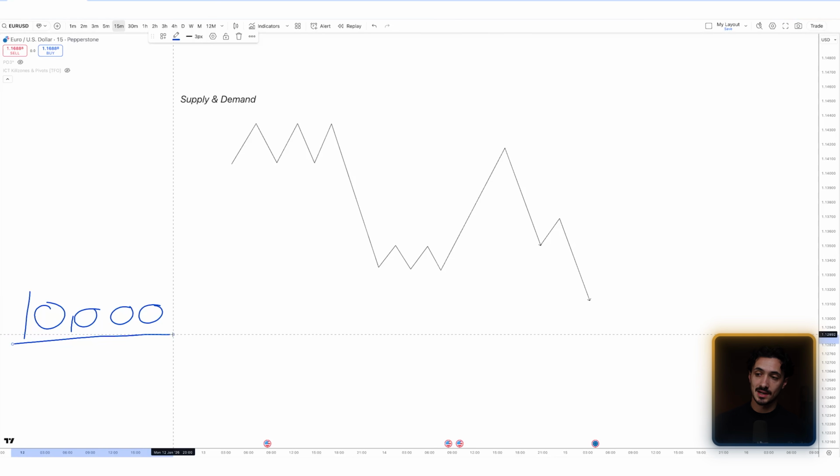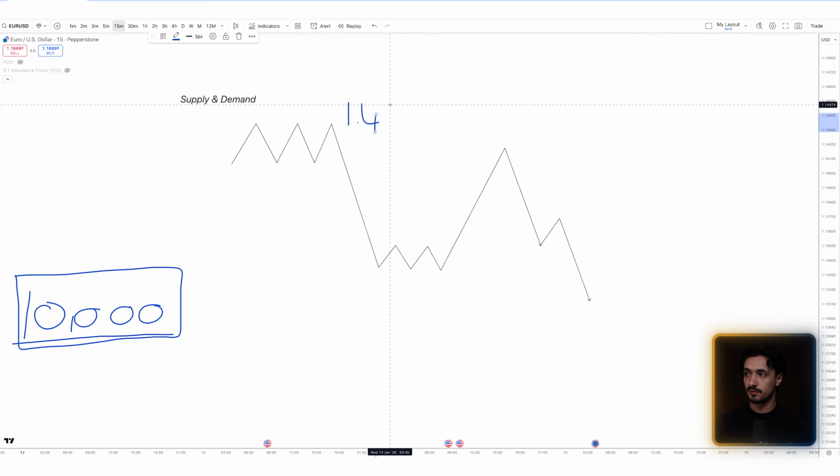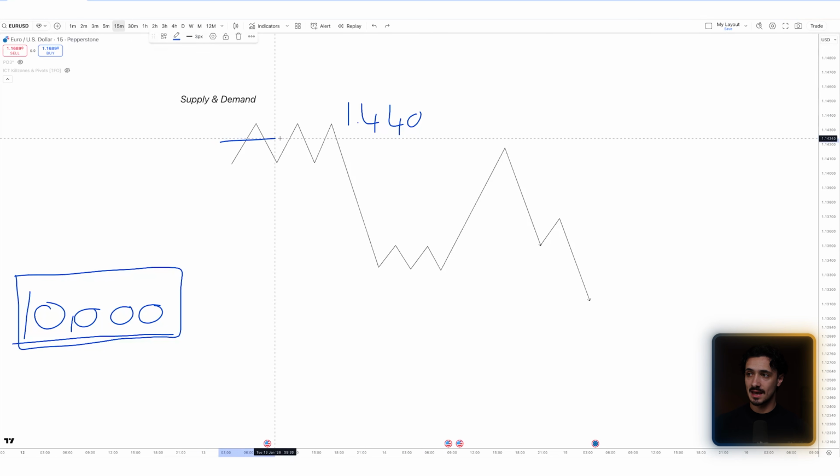So large institutions, hedge funds, multinationals, whatever they may be, these large institutions have set targets. They need to transact certain amounts of volume at certain price points. So let's say an institution comes into the market and they want to sell 10,000 lots at a certain price point, right? Let's say it was 1.14400. That's their target, and that's that price in here.